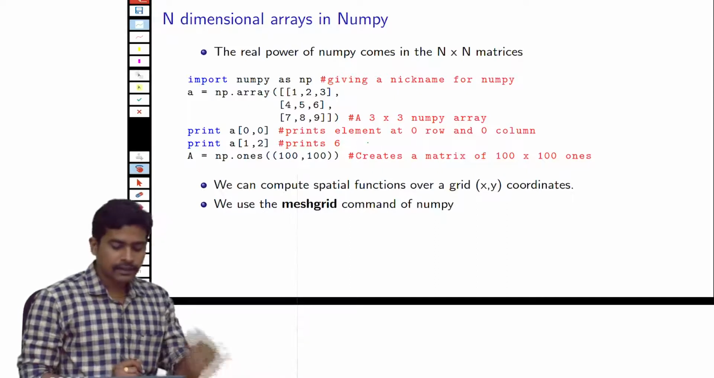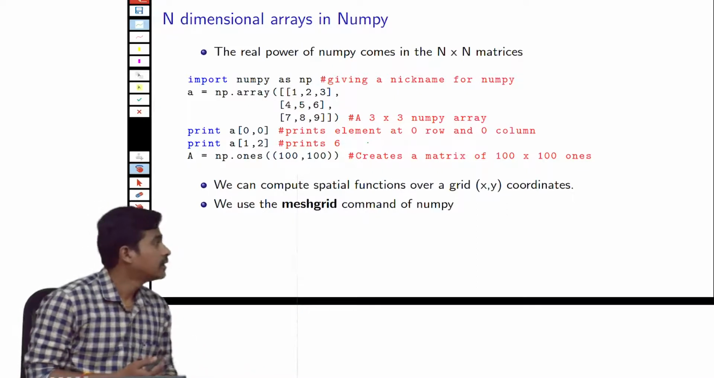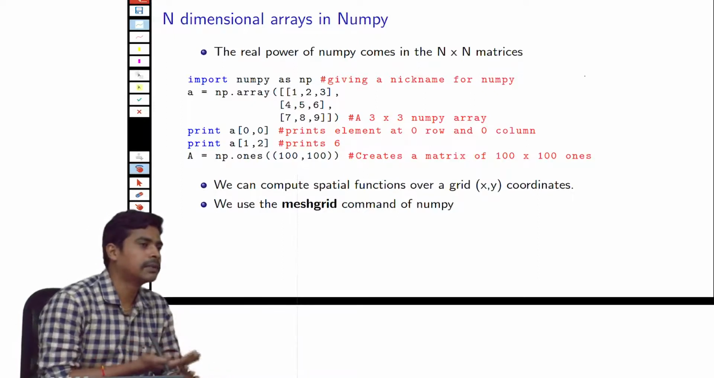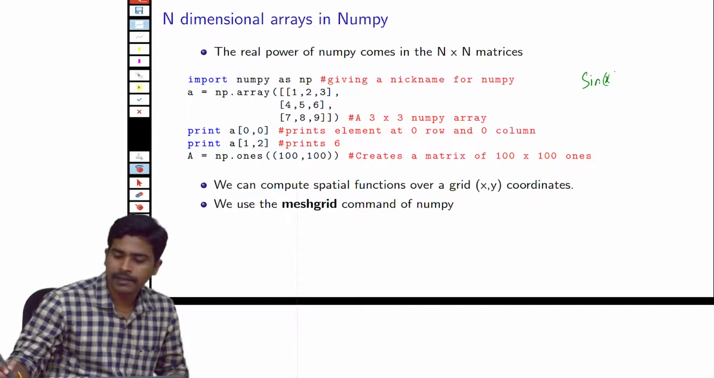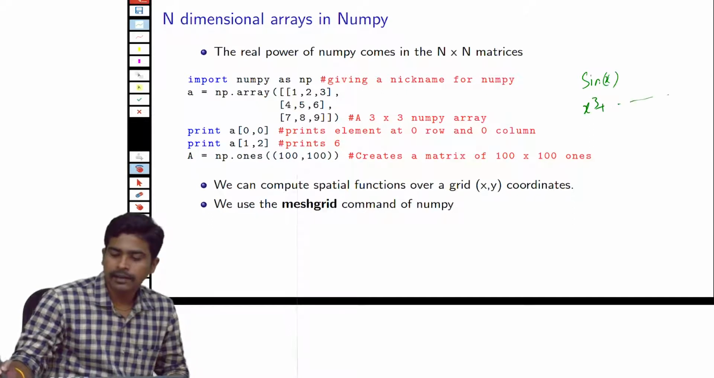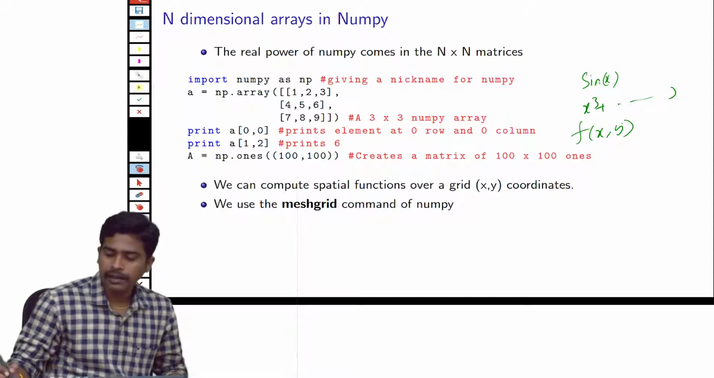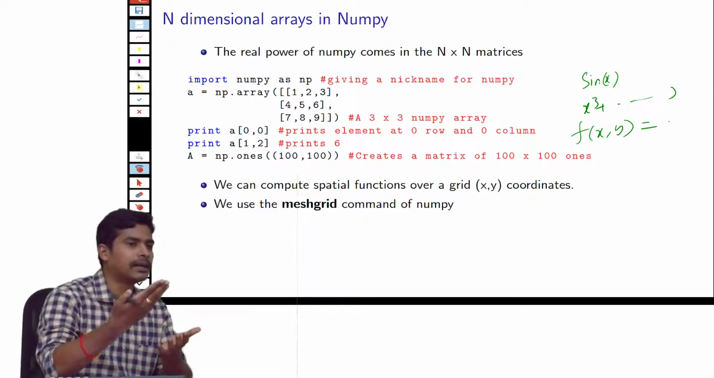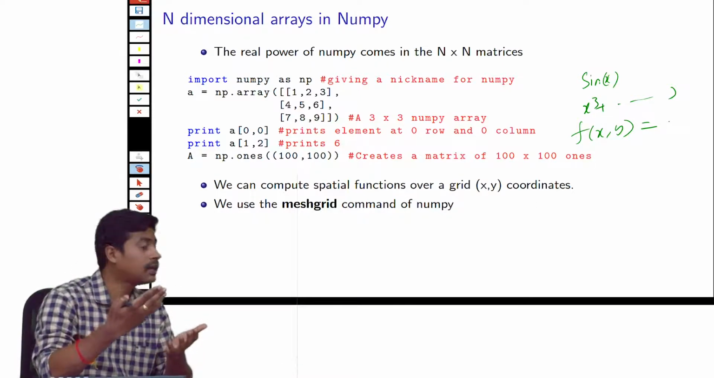And the next important thing is the mesh grid. Mesh grid is very useful if you want to calculate functions of two variables. So far in previous examples we have seen sin x, x cube, some quadratic function. But if you want to calculate a function of two variables, for example a lens, a lens is a two-dimensional element, it's not just one-dimensional.